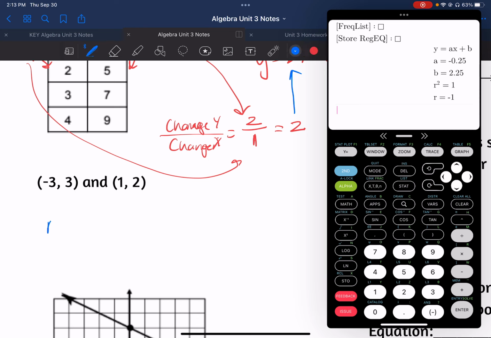So my slope, my m value, if we just wanted to write the slope, what would your slope be? It would just be negative 0.25, okay? Which is also known as negative 1/4. Okay, cool. If we wanted to write the y-intercept, that y-intercept is 2.25. But that is how you find the slope off these 2 points.